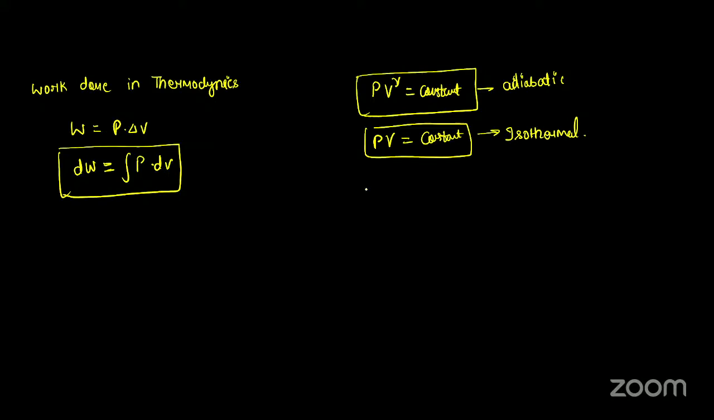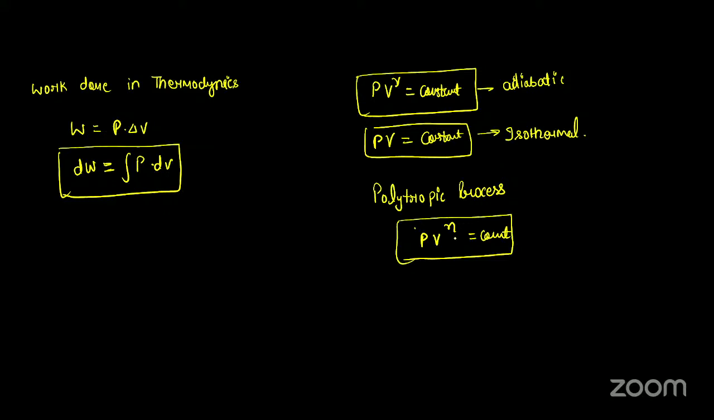Now there is another process which is termed the polytropic process. It is given by PV raised to the power n is equal to constant. So based on the value of n, we can define different processes. Suppose n is equal to gamma, so it will become PV raised to the power gamma, which is nothing but adiabatic. If n is equal to 1, it will become isothermal. If n equals 0, then it will become pressure equal to constant, which is nothing but the isobaric process.